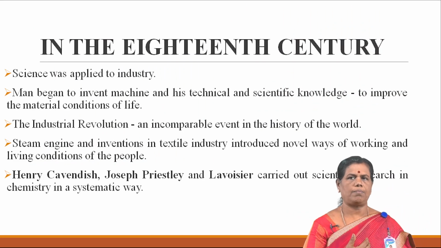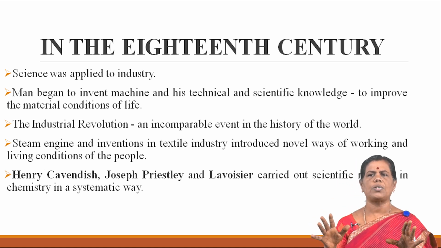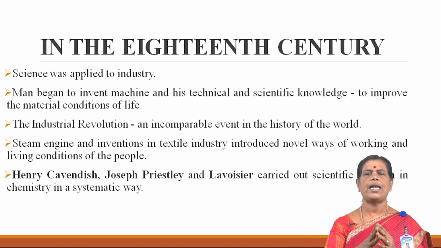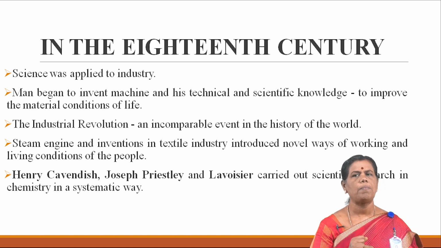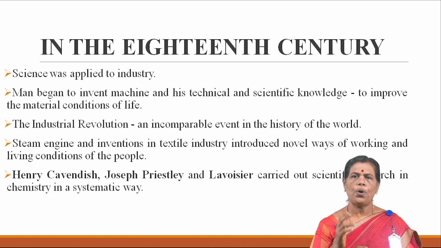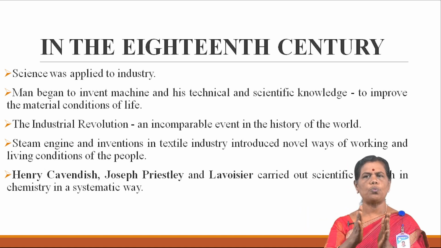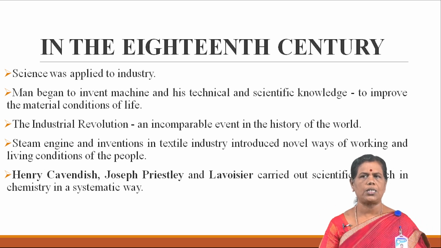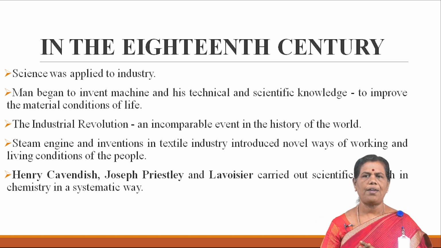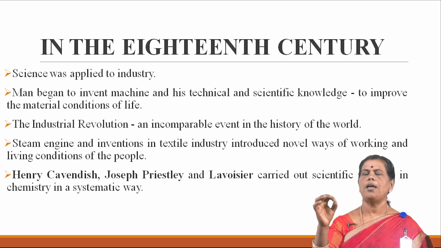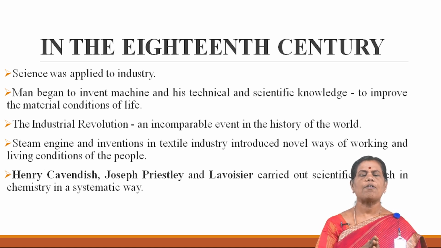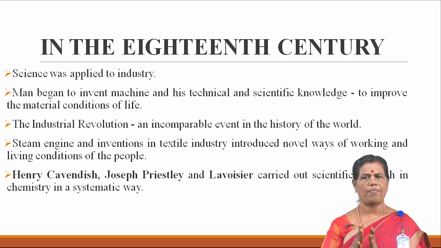And in the 18th century, in the history of science and technology, there was another important development. What was that? In this period there was an important event. What was the important event? The Industrial Revolution. In this period, science was applied to industry. Man began to invent machines and used his technical and scientific knowledge to improve the material conditions of life. Due to the availability of machines, the Industrial Revolution started in England. This Industrial Revolution was an incomparable event in the history of the world.